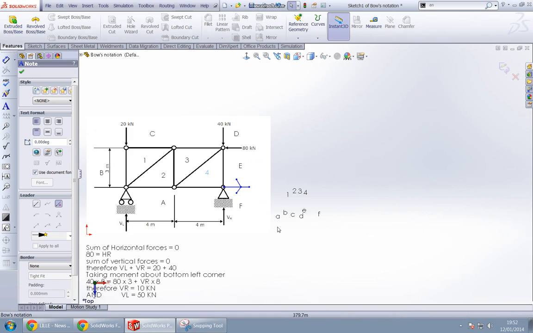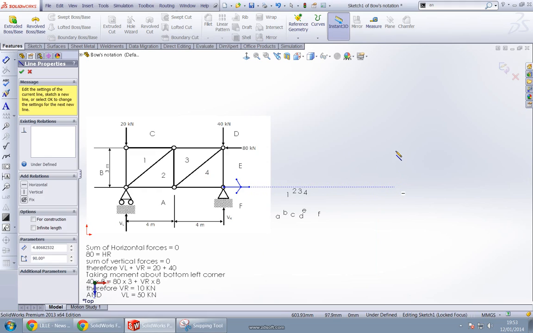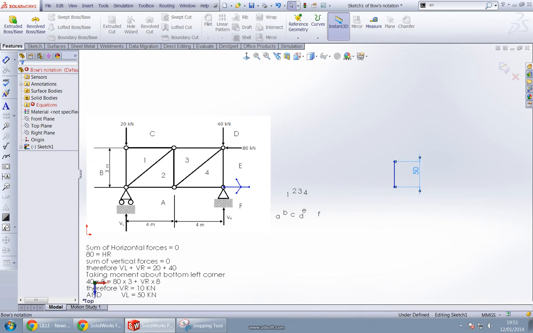We will slowly start to draw our lines. We know that there is a vertical line between A and B, which is our force VL, 50 kilonewton. Let's say 1 kilonewton is the same as 1 millimeter. Therefore, if we draw 50 millimeters upward, that would represent our 50 kilonewtons. So let's draw that vertical line upwards, and it would be 50 millimeters.